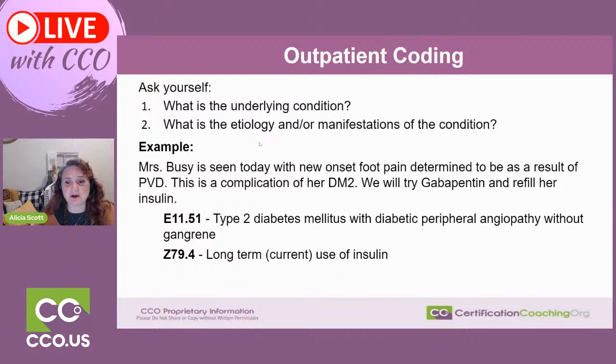Still, what caused the most consideration and concern and medical decision making? It was the fact that she had a new sign and symptom, and he gave her a new diagnosis, PVD. It also was complicating her diabetes. So we've got two diagnoses going there. So E11.51 would be that first listed diagnosis.